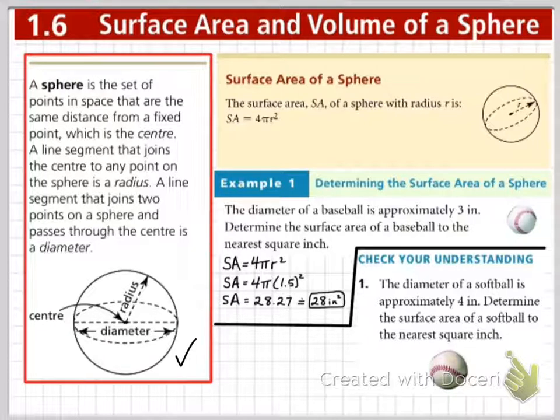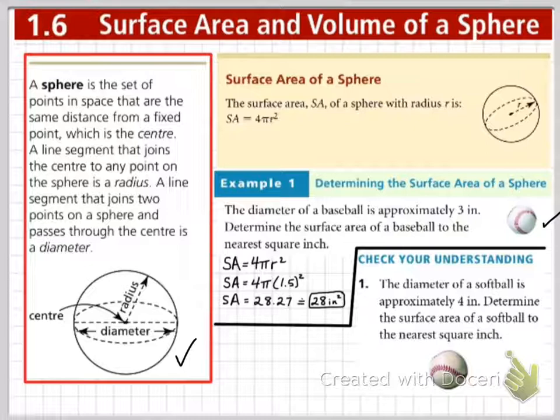Now, it says the surface area of a sphere. The surface area of a sphere with a radius r is defined as 4 times pi r squared. In example 1, determine the surface area of a sphere. It says that the diameter of a baseball is approximately 3 inches, right here. Determine the surface area of a baseball to the nearest square inch.